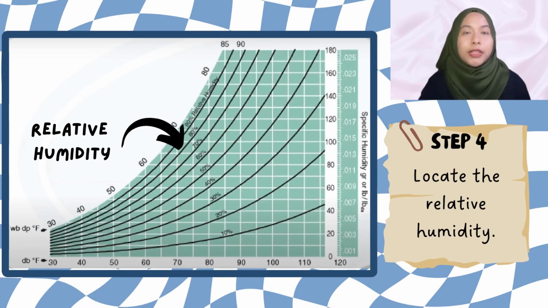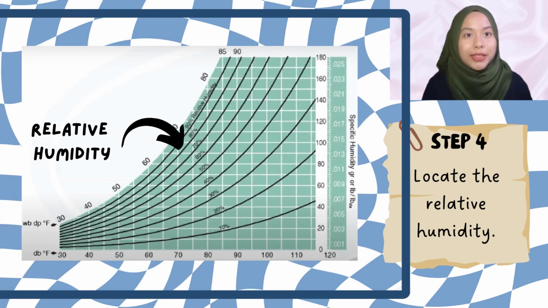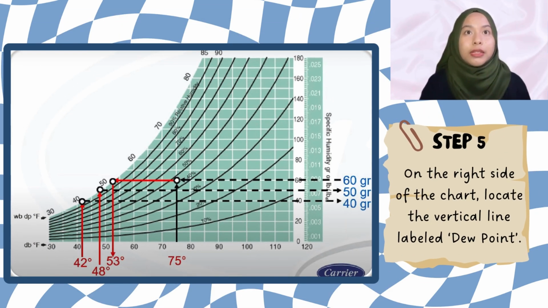For step 4, to find the value of the relative humidity, follow the interior curve line to see the various levels of relative humidity. Furthermore, on the right side of the chart, locate the vertical line labeled dew point. Dew point is expressed as temperature and it is represented as a specific point where the relative humidity is 100%. Dew point doesn't change as the dry bulb temperature varies.